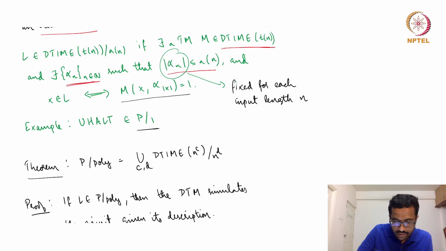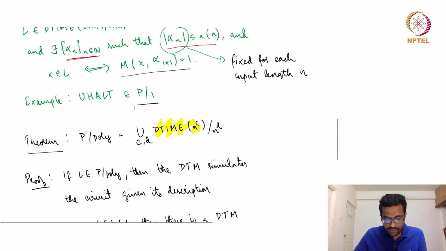numerator that we have is DTIME(n^c), which, if you take the union over all the c, is just the class P, and the denominator is n^d, which is again a polynomial. So that's why we call it P/poly. This is the genesis of the word P/poly. So let us see why this is the case.